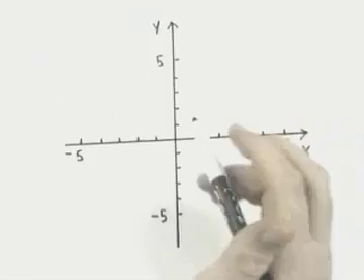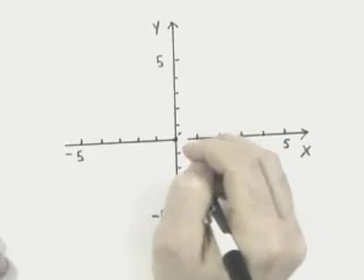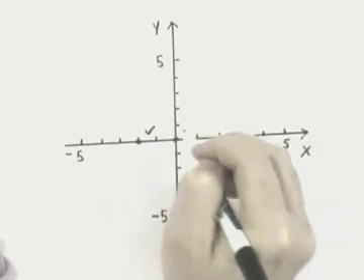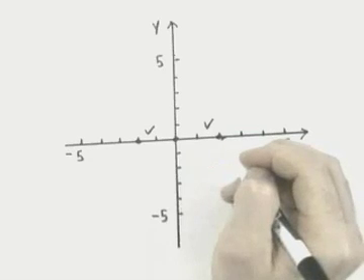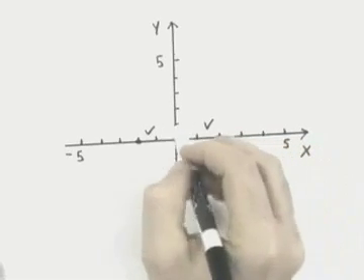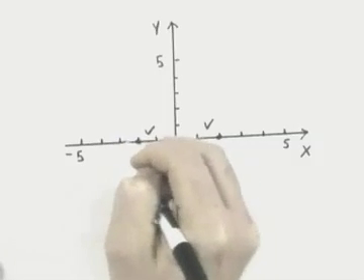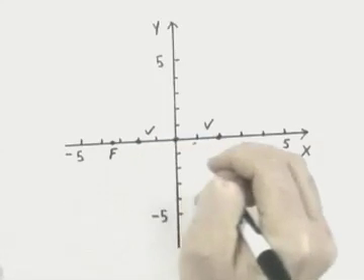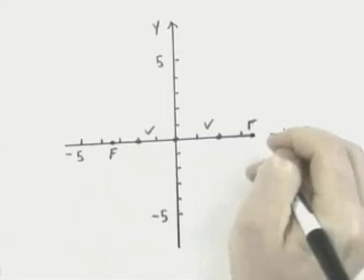We have the center is the origin. We have that a vertex is at negative 2, 0, and we have another vertex at positive 2, 0. We have a focus at negative root 13, 0. Negative root 13 is somewhere between negative 3 and negative 4, right around there. And we're going to have a focus at positive root 13, 0, right around there.